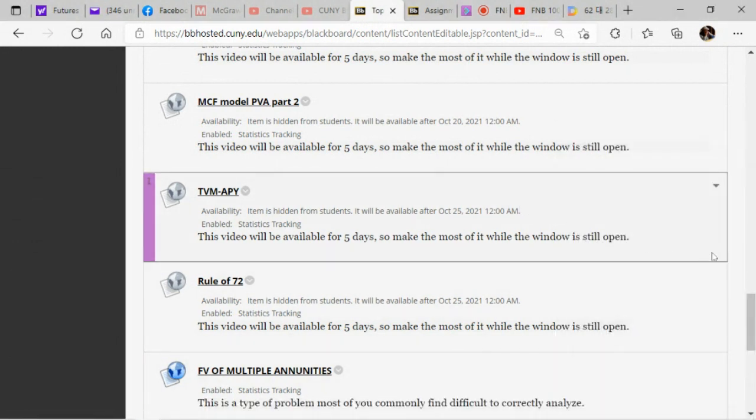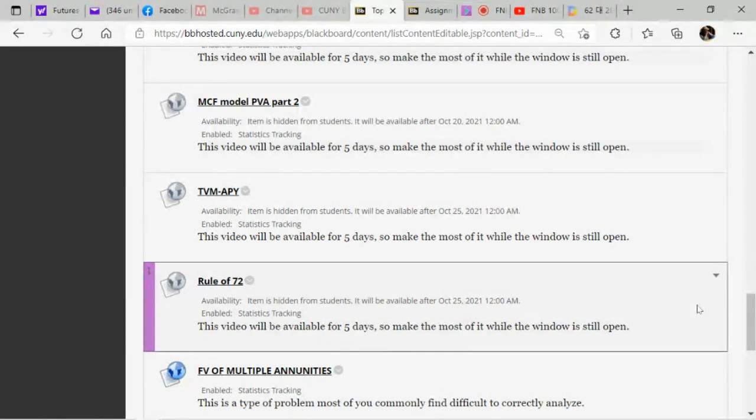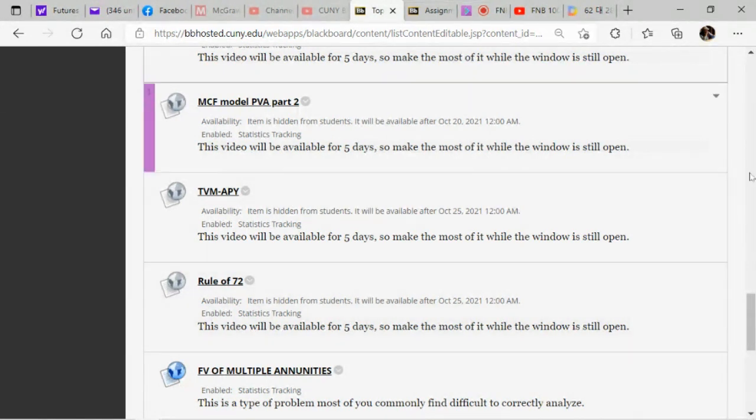And it will be on Connect. It's not going to be on the Blackboard. It's going to be on Connect. So everyone must have their active Connect access code. Okay.